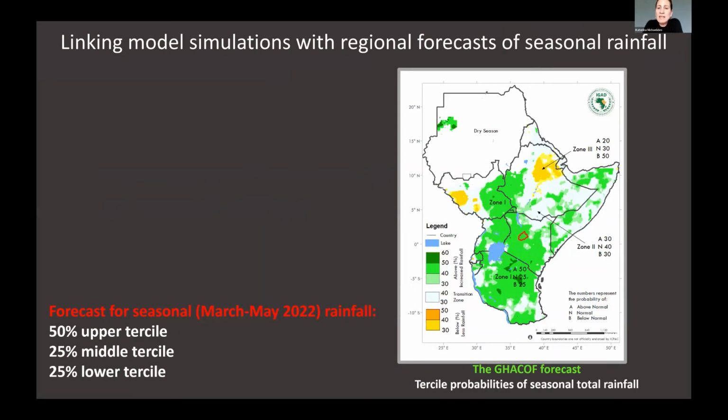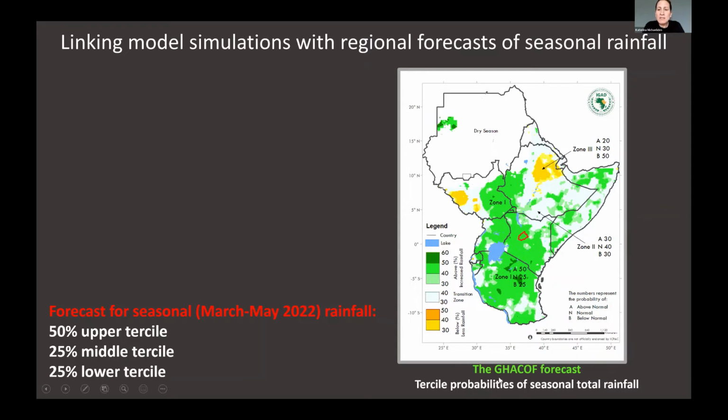So on the right-hand side, you see a map of the East Africa region. It represents the forecast given by the Greater Horn of Africa Climate Outlook Forum, the GHACOF forecast. These forecasts are issued 3 times a year for the rainy seasons of the region. And the forecasts are given as tercile probabilities of seasonal total rainfall, meaning that they will provide a probability that the rainfall is above normal, normal, or below normal. And these are based on objective climate model outputs.